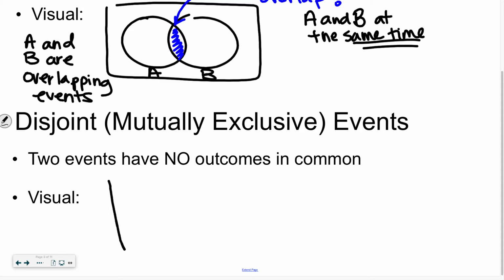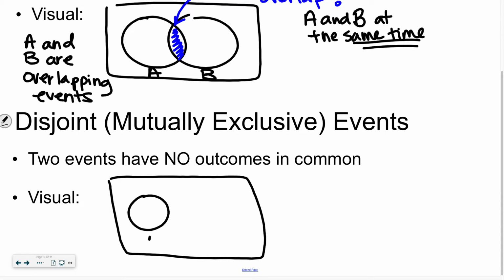And we can draw the picture that Lexi described. Here's A. Here's B. No overlap.